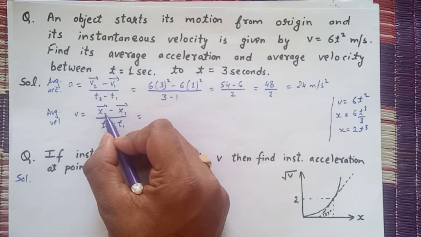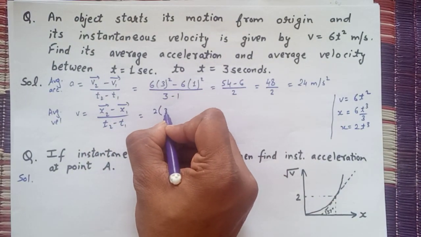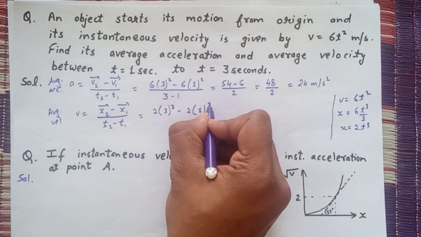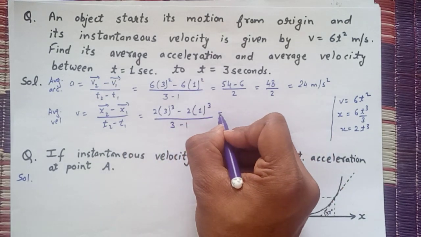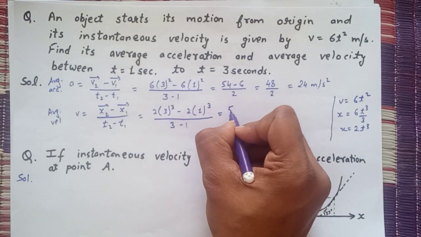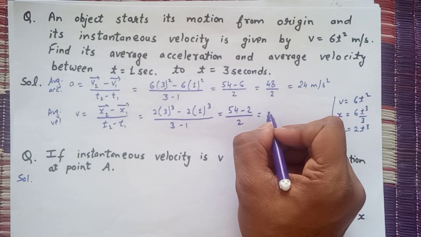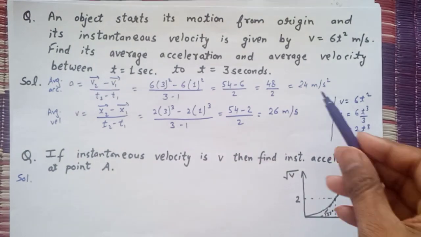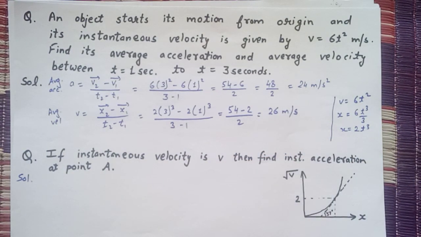Putting here, final displacement at time t equal to 3 will be 2t cube, twice of 3's cube minus twice of 1's cube, upon 3 minus 1. So 3's cube is 27 into 2, it will be 54, minus 2, upon 2, it will give us 52 upon 2, that is 26 meter per second. So its average velocity is 26 meter per second and its average acceleration is 24 meter per second square.